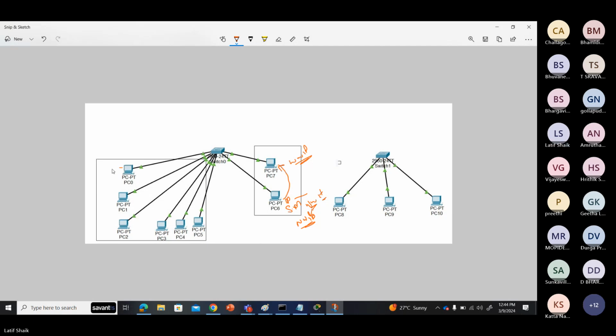Same thing. All these devices have the same network ID, so they can communicate with each other. When this system tries to communicate with this system, they check the network ID and the network ID. Both are the same, so they will communicate with each other. If they are not the same, they won't communicate with each other.